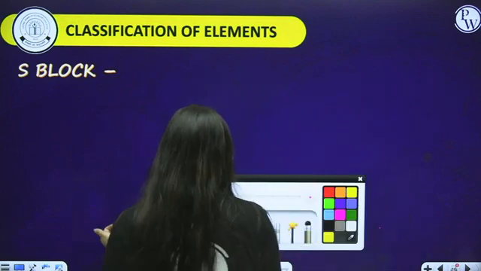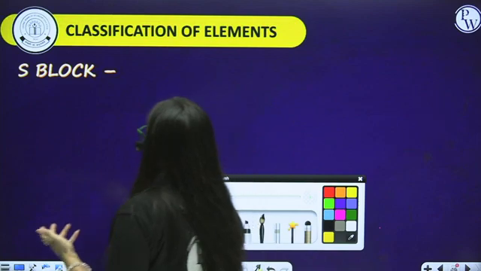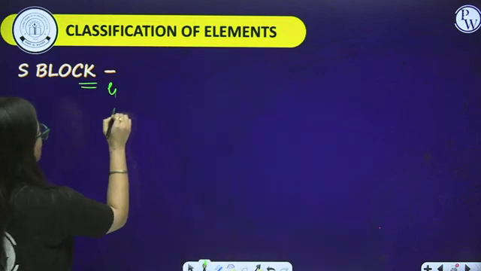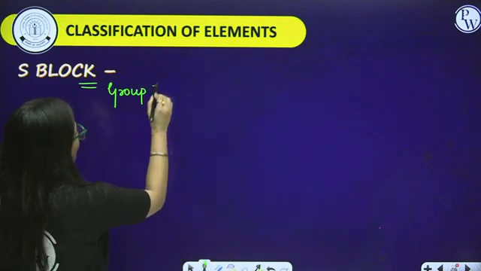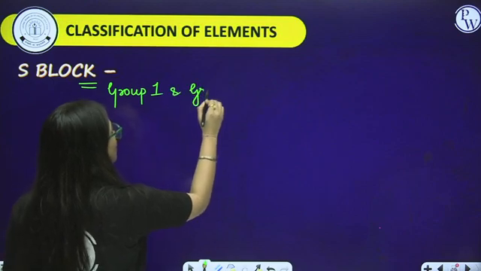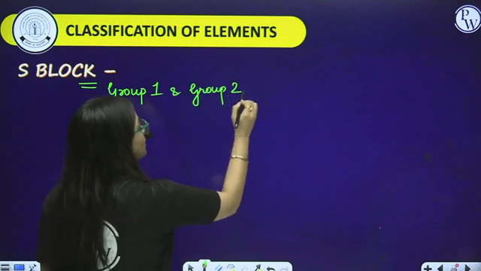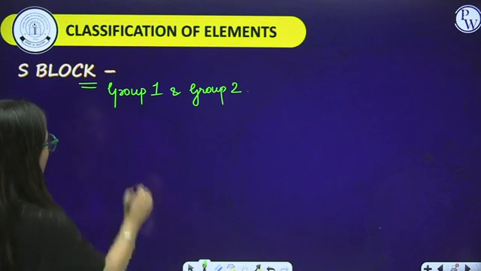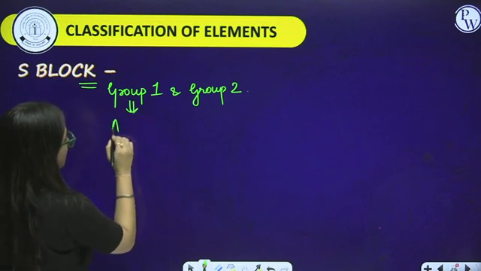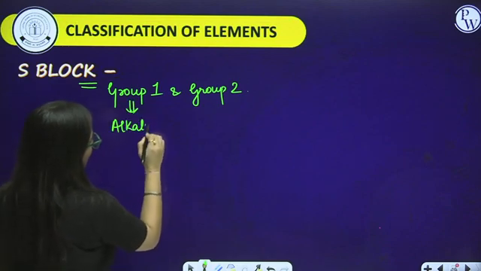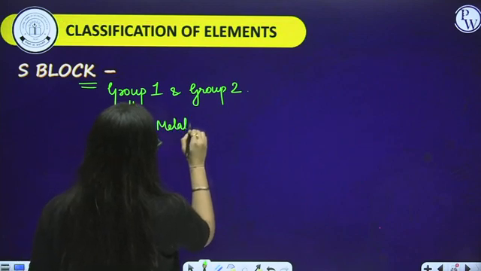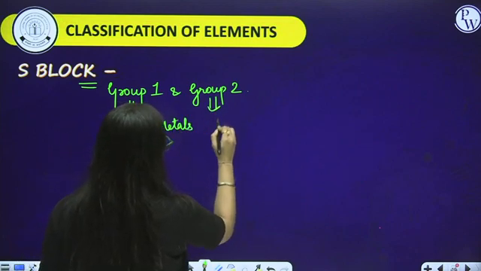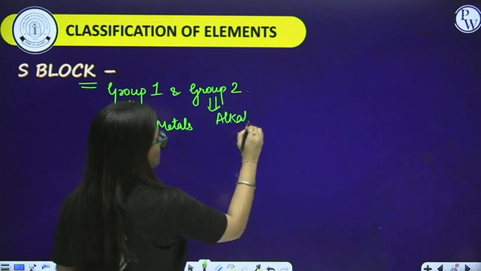Clear? Now students, let us start the classification of elements and the S block elements that we have already discussed in the previous class. But now we will be doing this in detail. See, S block elements contain 2 groups, that is group number 1 and group number 2. Group number 1 contains your alkali metals, and group number 2 contains your alkaline earth metals.